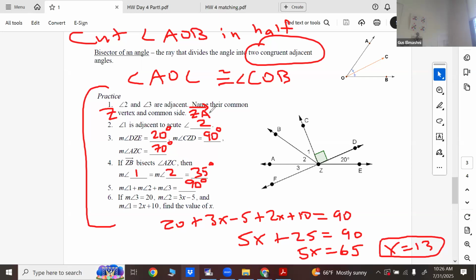So ZB cuts this in half, that's 35, 35. And then 1, 2, 3 add up to 90, because that's a 90-degree angle. And then you can use the angle between below. So go and, you know, take some time. Go and simmer on that a little bit.